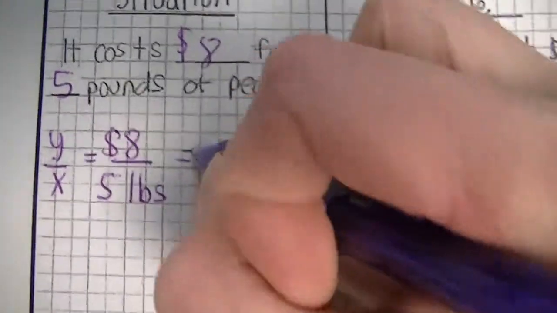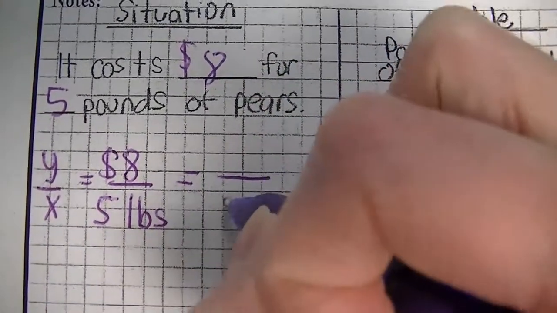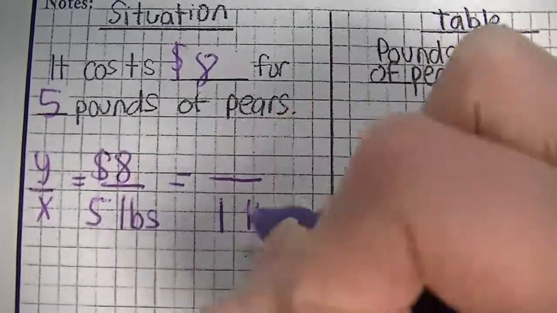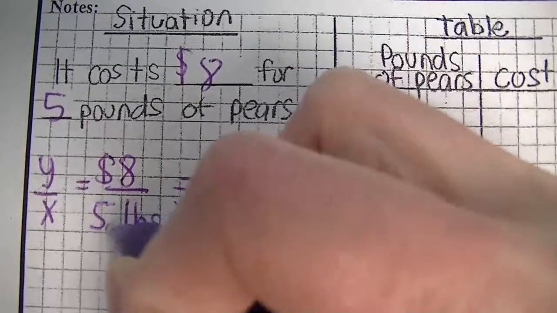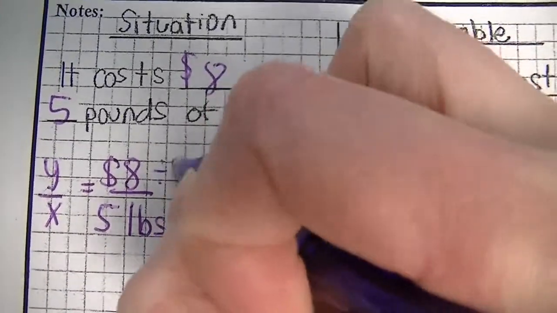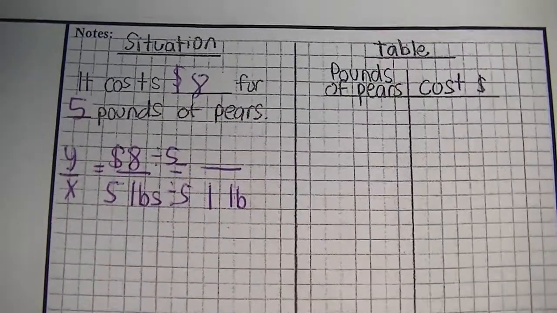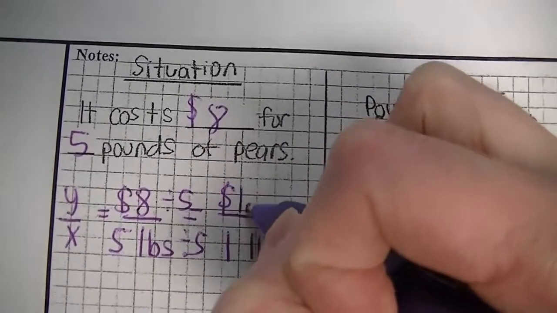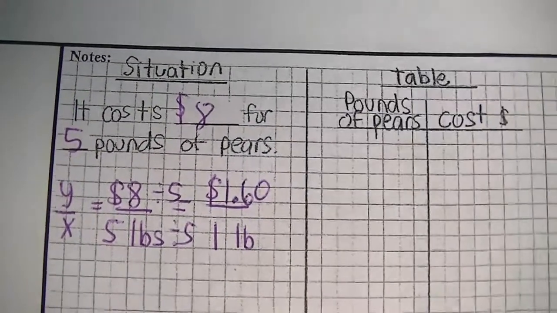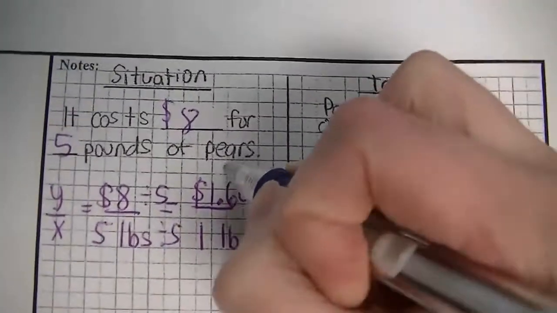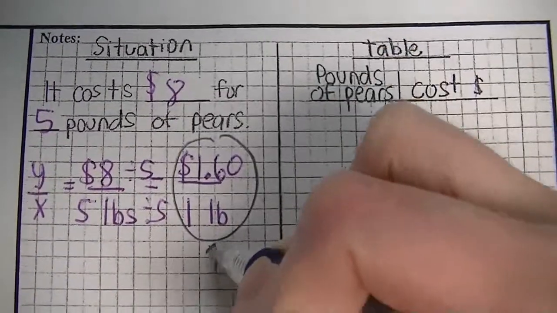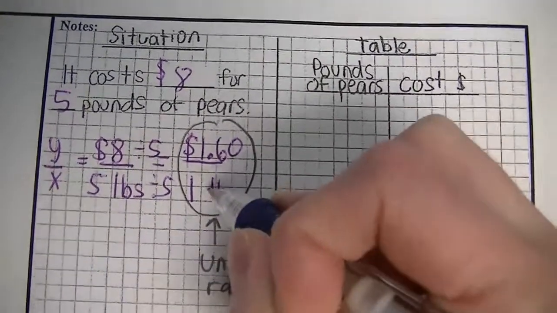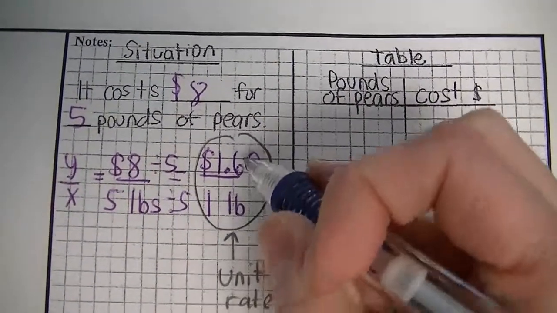So let's set up that proportion right here. We want to know how much 1 pound would cost. To go from here to here, we just divided by 5. So 5 divided by 5 is 1, and 8 divided by 5 is $1.60, or 1.6. So it's $1.60 per pound. That right there is the unit rate. So 1 pound of pears costs $1.60.